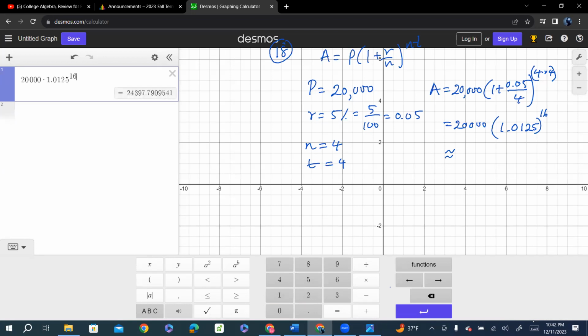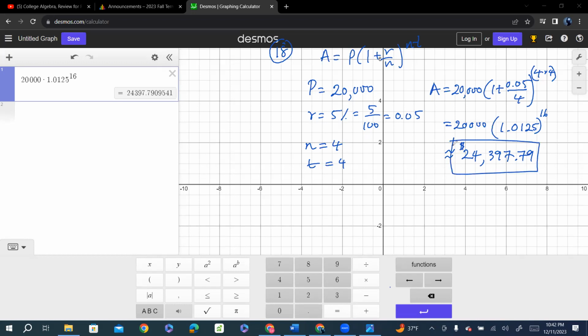So I get an answer of 24,300 and something dollars and something cents. Let me just make sure the answer is correct. This is question number 18, I believe. So $24,397.79 is perfect. So let me write that down. So the answer is $24,397.79, for dollars and cents.